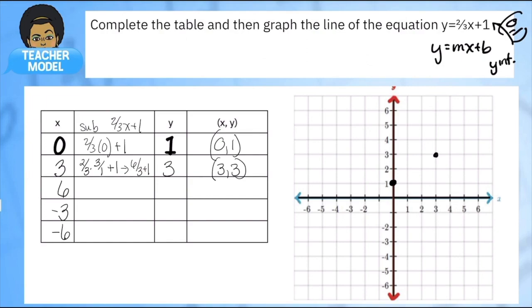I'll do the same thing with 6. And that gives me 12 over 3 plus 1. 12 over 3 is 4. 4 plus 1 is 5. So my next point is 6, 5.